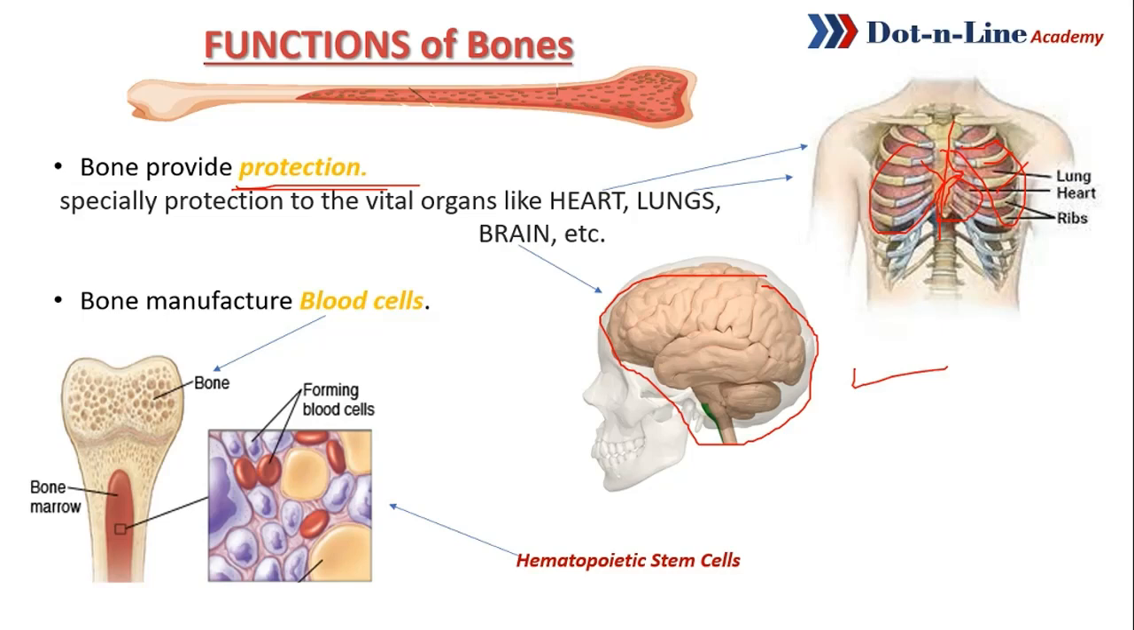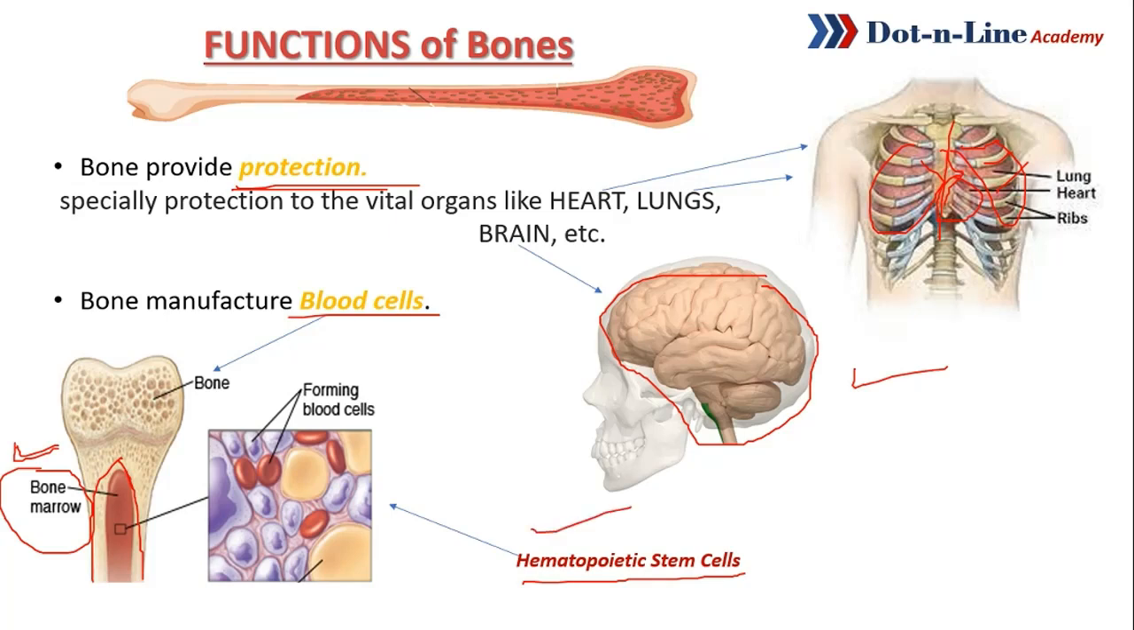Bone manufactures blood cells. Now you must know that bone has something inside it that is called bone marrow. What is bone marrow? There is a hollow space present in between some long bones, and in this hollow region, bone marrow is there. Bone marrow is a fluid that has an abundance of hematopoietic stem cells. So what are these hematopoietic stem cells?